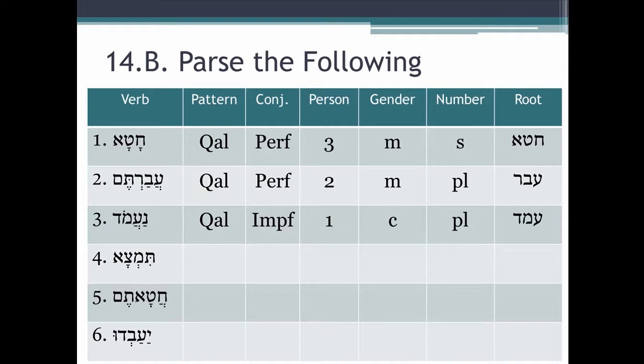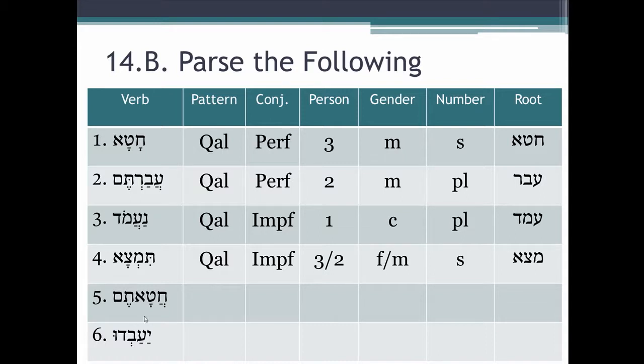Number 4, timtsa. Does it have a prefix? Yes, it does. Right here, the root is matsa. And so we have to ask ourselves, okay, what person and number has the tav prefix and then no suffix at the end? And you have two options here. It could be a Qal imperfect third feminine singular or a second masculine singular. So either she will find or you will find would be the translation.